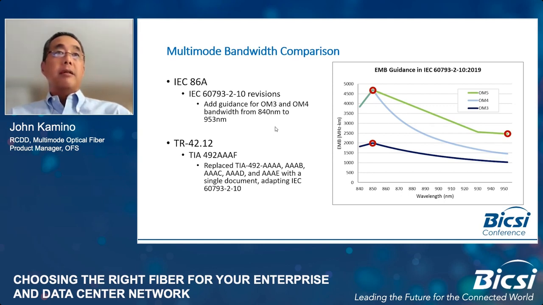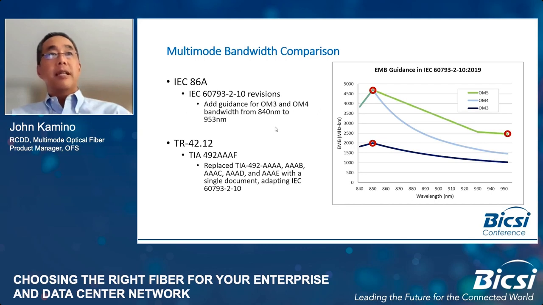You can see that there are also lines drawn on this chart. Those lines are for guidance to transceiver manufacturers who are building devices that operate in between that 850 and 953 nanometer range. So they want to know what kind of bandwidth they can expect from an OM5 fiber or an OM4 fiber at, for example, 910 nanometers.